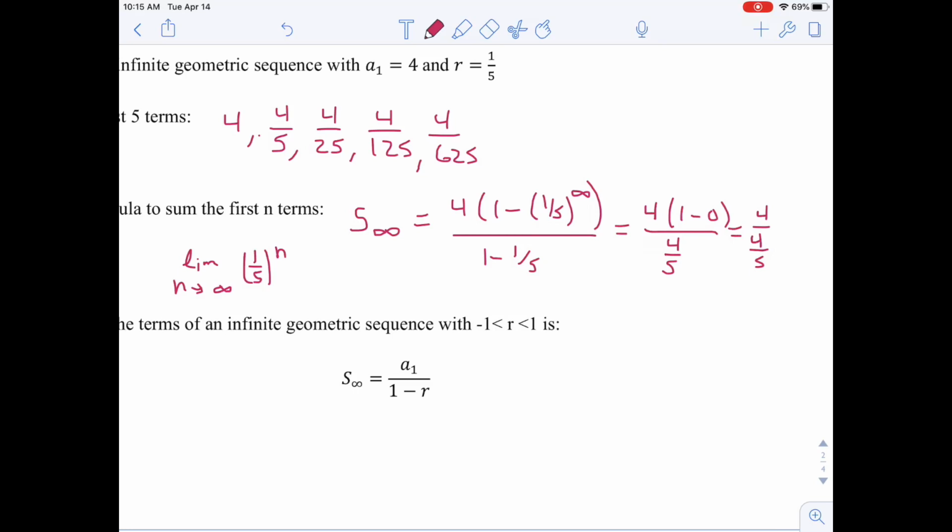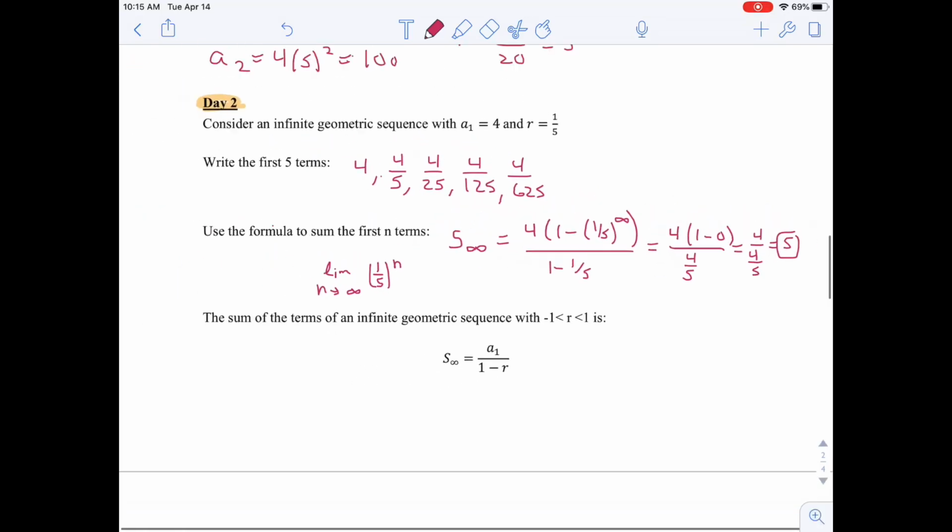And then we flip that up to multiply. That is 20 over 4, which is 5. So it might be tough to think about an infinite sequence that actually sums to a whole number. In this case, it sums to 5. Really, what the equation worked out to be was on top just 4, which is my first term. So the sum of infinite numbers in this sequence is the first term over 1 minus r. And this works anytime your r is between -1 and 1.